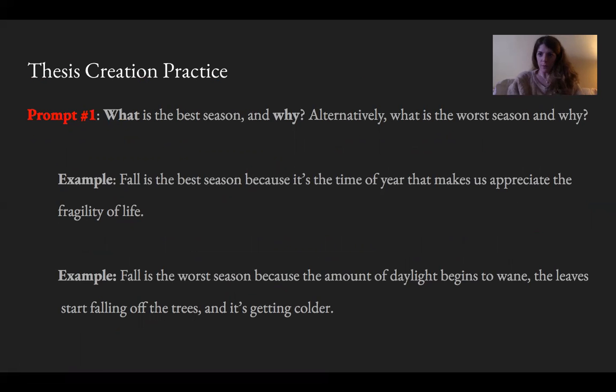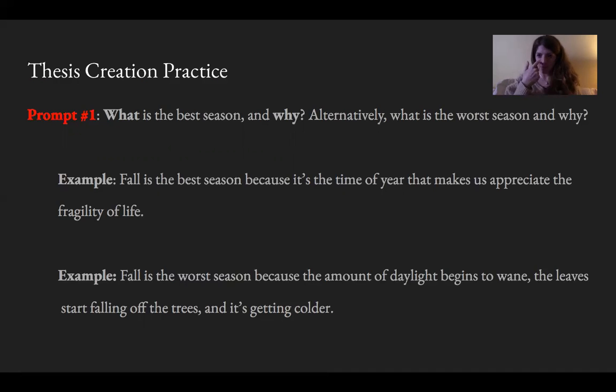In class, when we meet, we're going to have time to practice. We're going to have time practicing with creating thesis statements. And again, this is going to be something that we return to throughout the year. But one of the questions that I'm going to pose to class to try to make a thesis statement around is a pretty simple one. And that is, what is the best season and why?